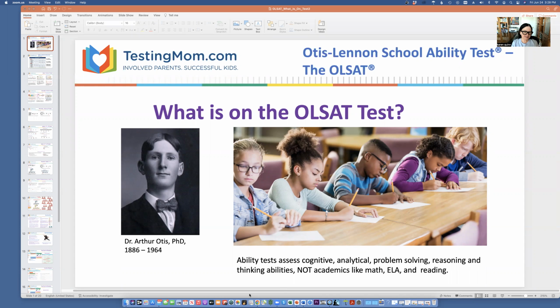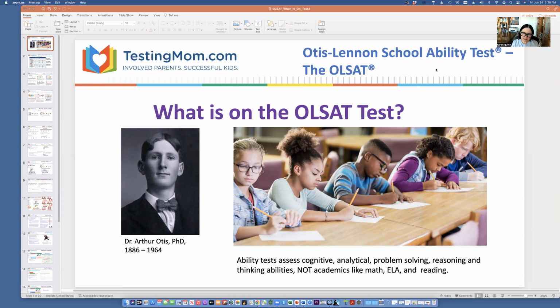In fact, this is a picture of Dr. Arthur Otis, who is the author of the test. And it was actually kind of sad because he wrote the test, but then he died before it could be published. So Lennon is the other person who helped complete the test. And so it became known as the Otis-Lennon School Ability Test.